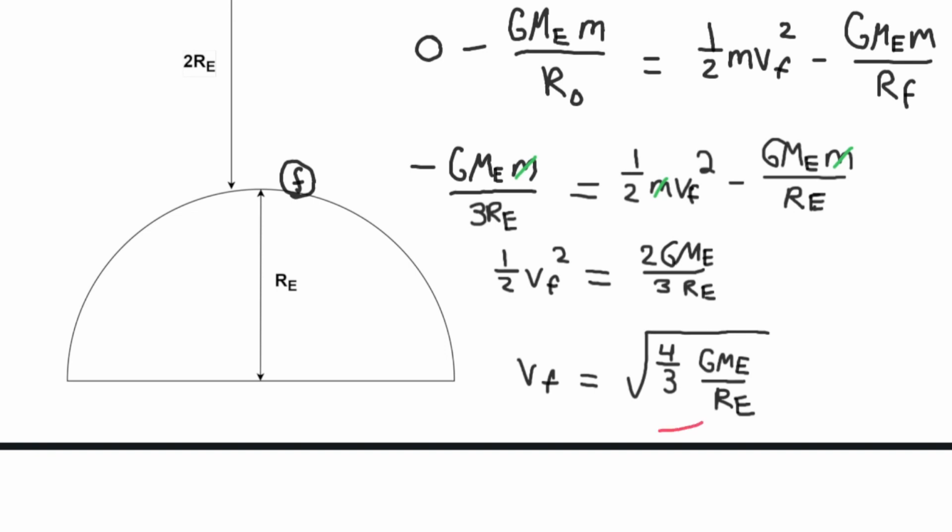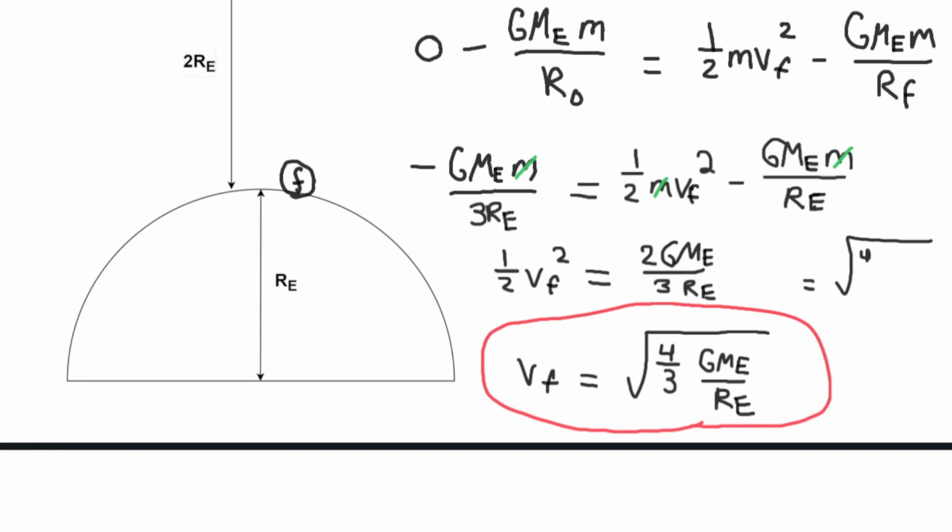And if we also use the fact that little g is equal to GM over r squared, we could also show that this answer can be written as the square root of 4/3 g times RE. And notice that you would get just a 4 there if we applied the old mgh definition. So we definitely have to do it this way, or else we'll get a wrong answer.